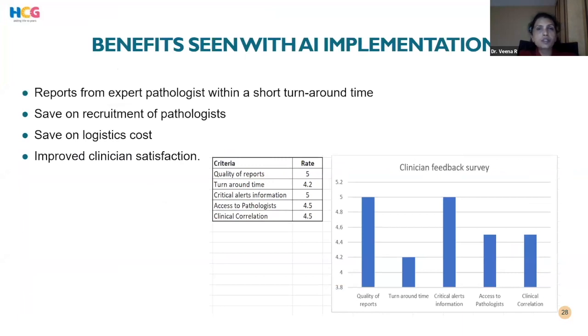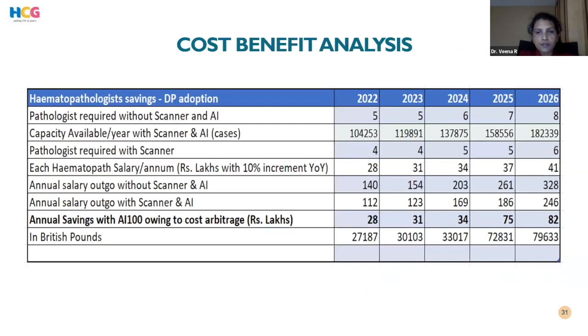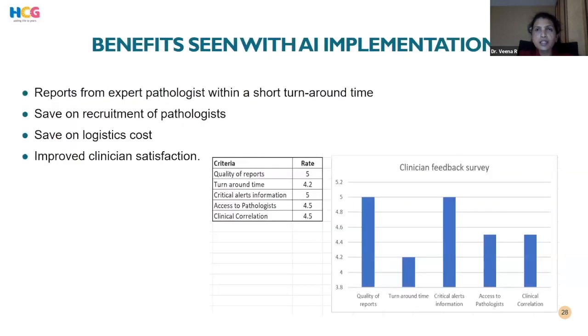Reports from expert pathologists within a short turnaround time is available to the clinicians. This is saving on the recruitment of pathologists. So this saves on the logistics costs, and the clinician satisfaction is far better. So this we actually did a short survey to understand the clinicians after the implementation of the AIML model, the digital hematopathology, and they were very happy with the quality of the reports.